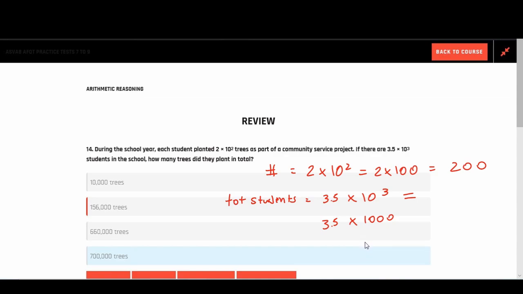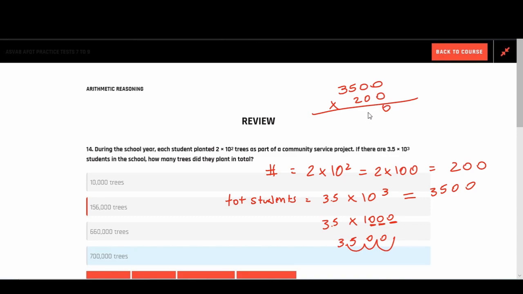Whenever you multiply a decimal by a 10, 100, 1,000, and so on, you simply shift the decimal according to how many zeros there are in that number. In 1,000, there are 3 zeros, so I'm going to shift this 3.5, 1, 2, 3 times, so I know there are 3,500 students at the school. So again, each student planted 200 trees. There are 3,500 students. So to find out how many total trees were planted, we're going to do 3,500 times 200. And that will tell us how many trees all the students planted combined.